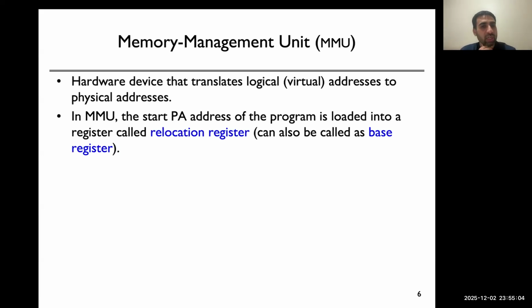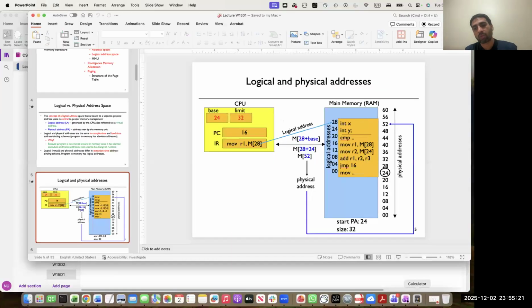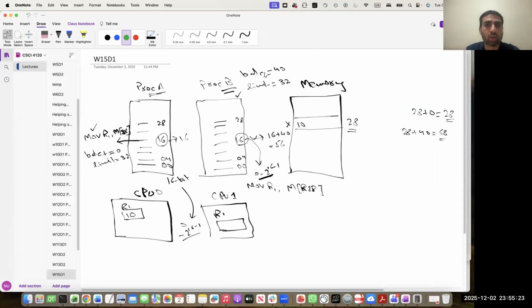So in MMU, the start physical address of the program is loaded into a register called the relocation register. Actually, this is the same thing which I have explained to you. The relocation register is just another name for the base register. Remember, in this example, for the base we can use the value of 40. So any address 0 will be converted to 40, address 4 will be converted to 44, address 6 will be converted to 46, and so on, right?